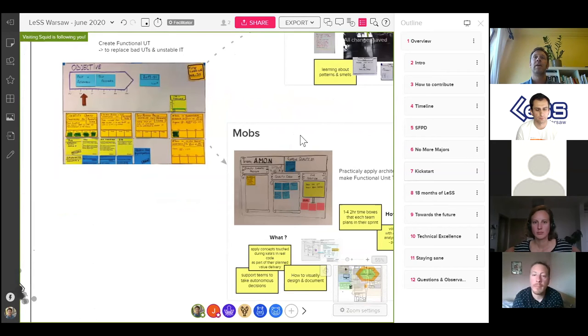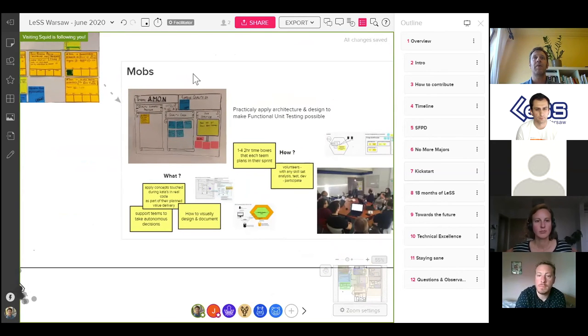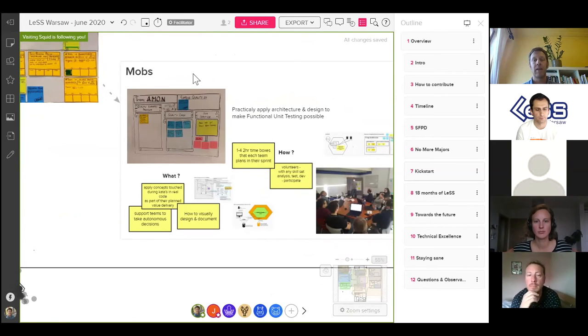So the next step that we did is we formed mobs. A mob is similar to a kata, a two-hour time slot that teams can plan. In their planning, they say, okay, we're going to do 1, 2, 3, 4, or 5 of these mobbing sessions. It's two-hour time boxes that each team plans in their sprint, with volunteers with any skill set. That means everyone is working on a single problem, on a single thing.